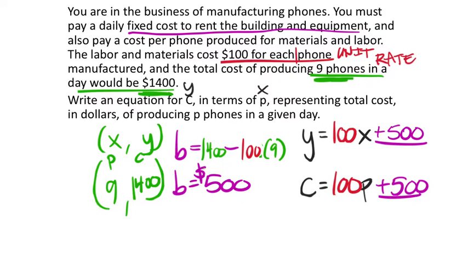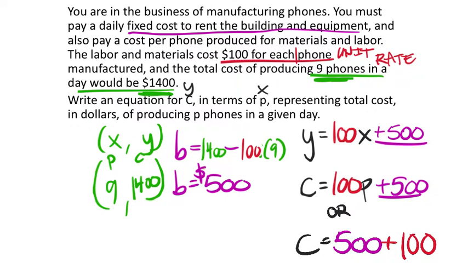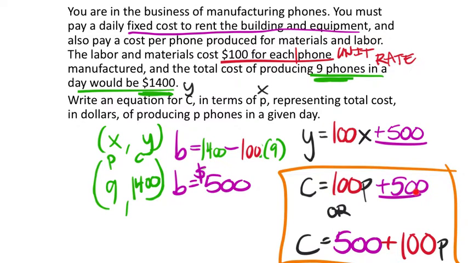So this is the one that we want. Again, you could rewrite it because some students prefer it that way. They say, well, it's going to be that $500. And then in addition to that, you're going to add $100 every phone. But again, it doesn't matter which one you choose to use. I like this one just because we're still trying to get used to slope-intercept form.